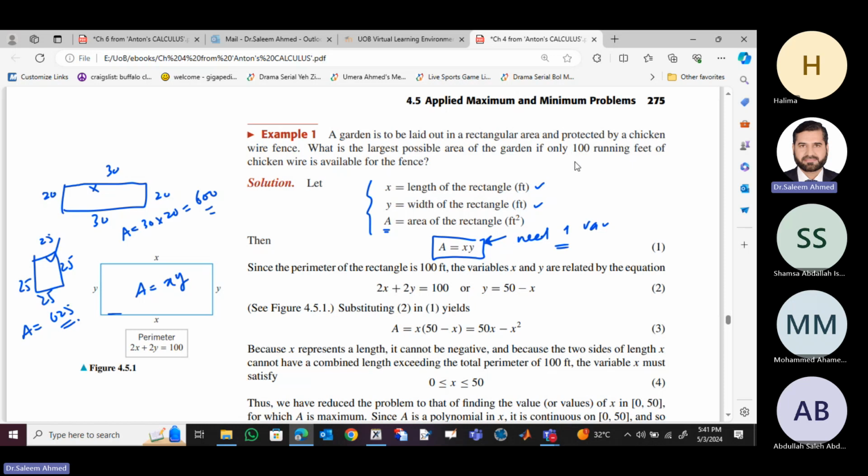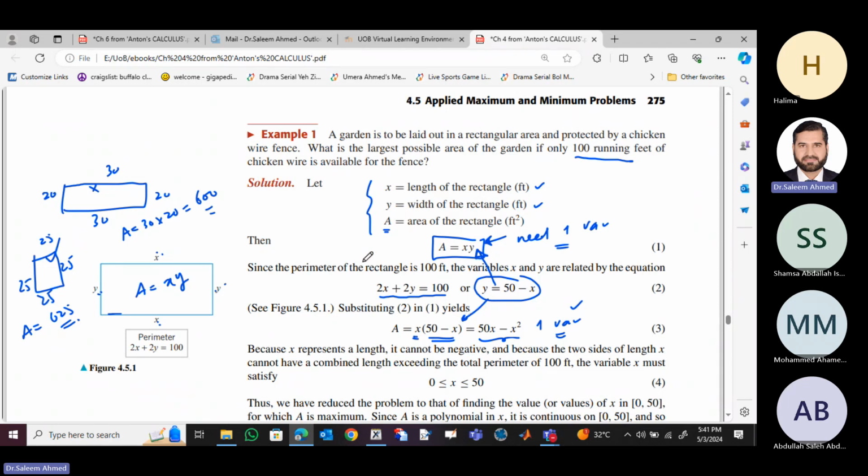So they give you a condition. They said the wire is 100 feet only. So I know that X plus Y plus X plus Y should be 100. So x plus x is 2x and y plus y is 2y. So 2x plus 2y should be 100. So from here, you see I got y is equal to 50 minus x. I will put it here. When I put it here, area will become x into y, and y is 50 minus x. So I got one variable here now. Now I can find the maximum and minimum.